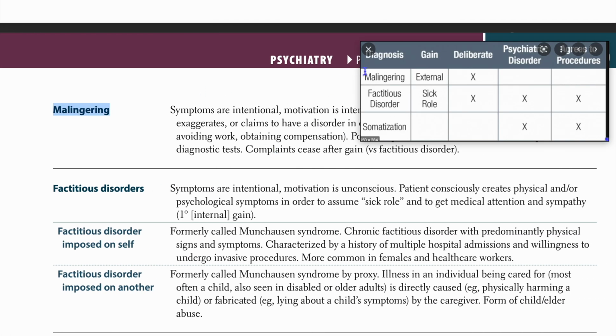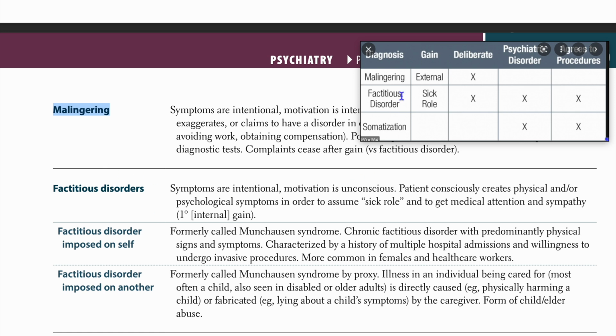So in malingering, there is an external gain, and the symptoms are deliberate. There's no psychiatric disorder, and they don't really agree to procedures. They get very defensive, like, no, why don't you just believe me? I have this. Just give me this.